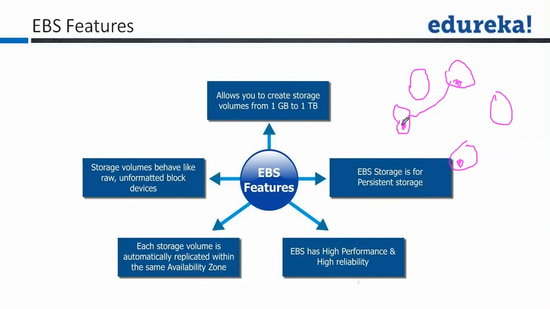And the most important part, you do not pay for this additional replication. If you provision a 10 GB volume, it might be replicated across different clusters. You still pay only for this 10 GB, not for anything extra. Your cost of 10 GB includes everything. So these volumes are like unformatted block devices.